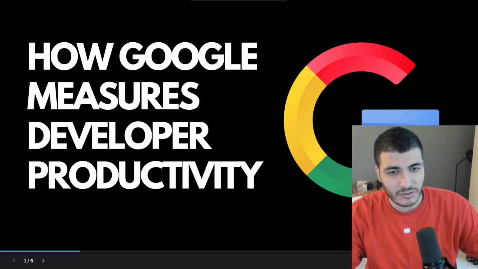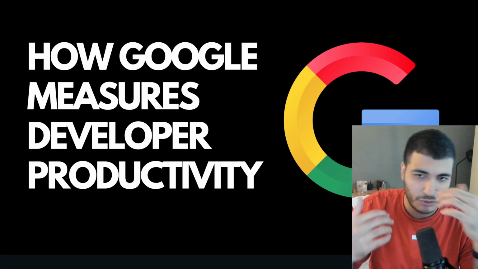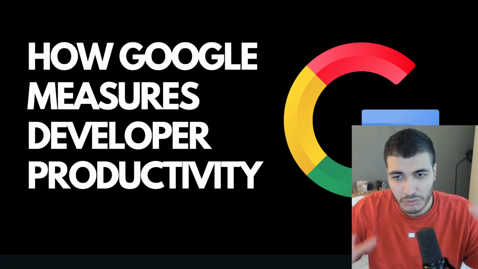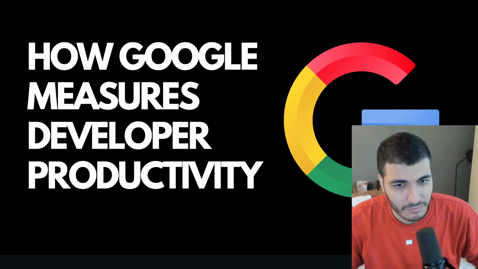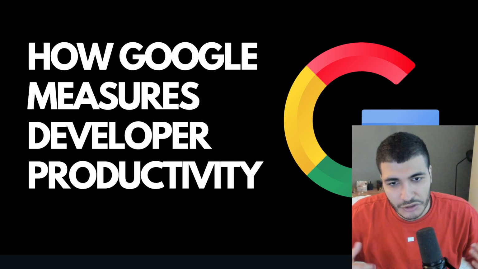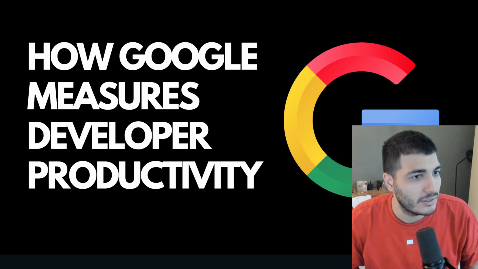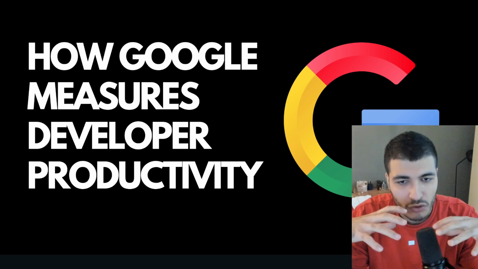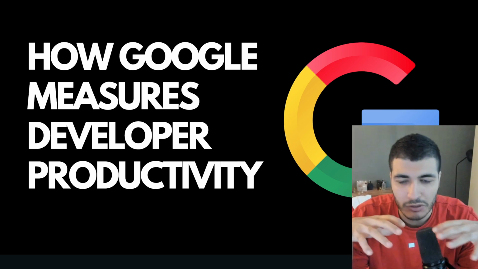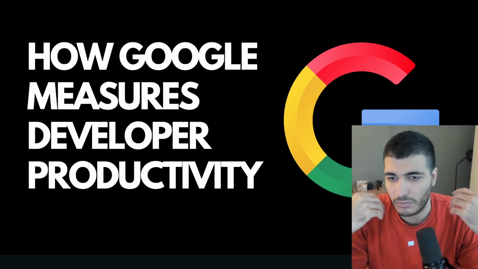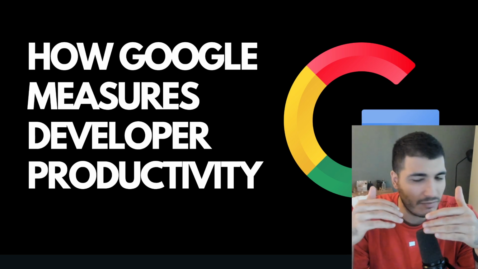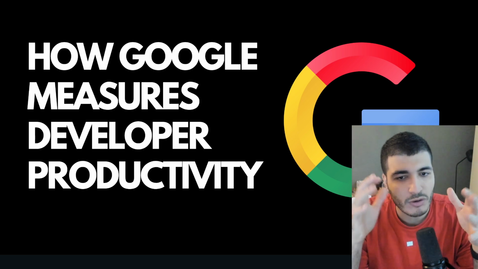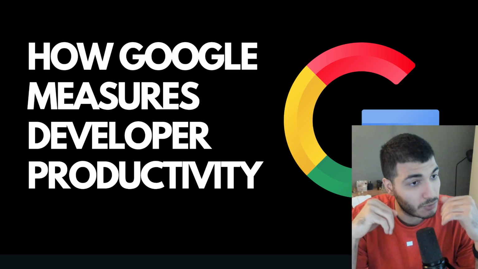So what if I told you that Google doesn't use just one metric to measure developer productivity? In fact, they reject the idea entirely. While most companies focus on output like lines of code or maybe the number of commits that you have added, Google takes a far more nuanced, intelligent approach.